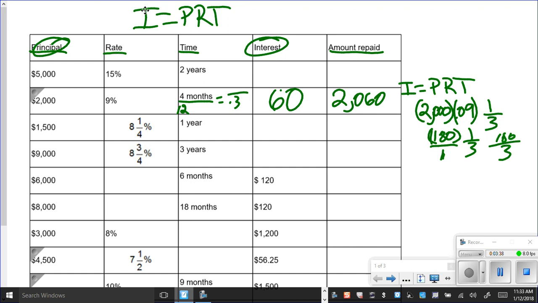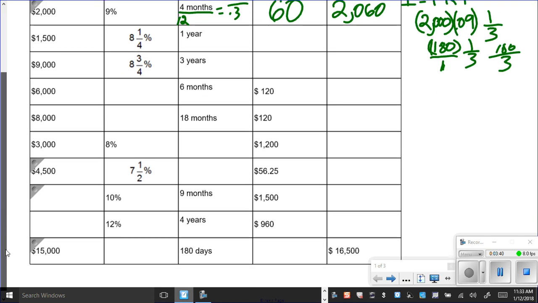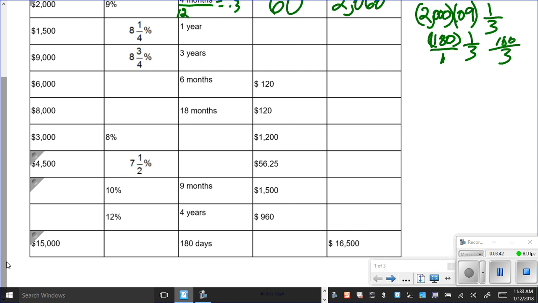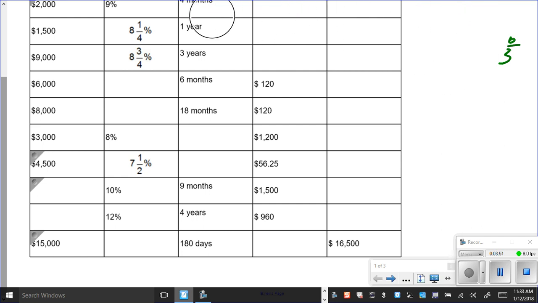We'll move down here. We'll do this. And we'll move on to the next one where it says 4,500 as the principal. All right, we'll move down there, 4,500 as the principal. Okay, now what we're going to find here is the time. We don't know what the time is. We're still going to write down our same formula. I equals P times R times T.